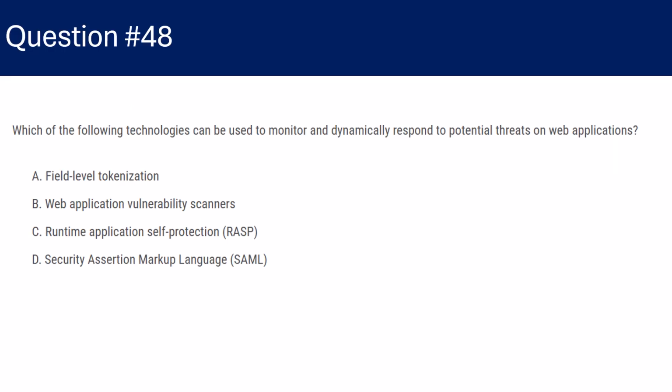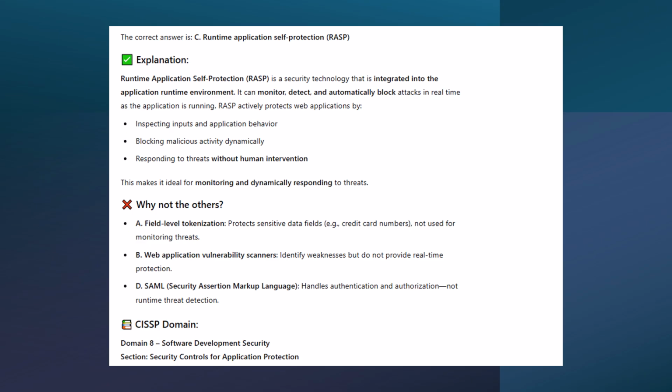Question 48. Which of the following technologies can be used to monitor and dynamically respond to potential threats on web applications? A, field level tokenization. B, web application vulnerability scanners. C, runtime application self-protection or RASP. Or D, security assertion markup language or SAML. The correct answer here is C, runtime application self-protection, RASP.